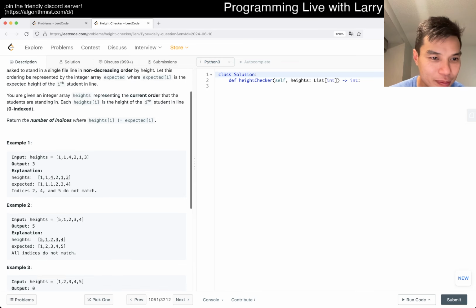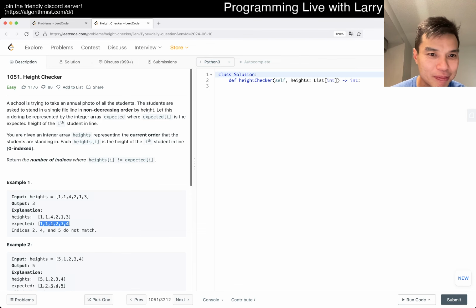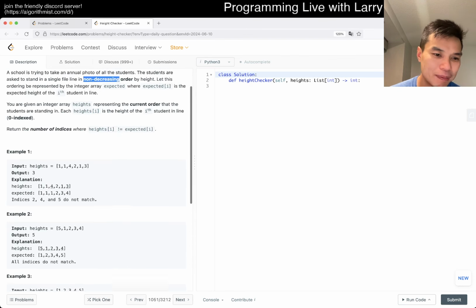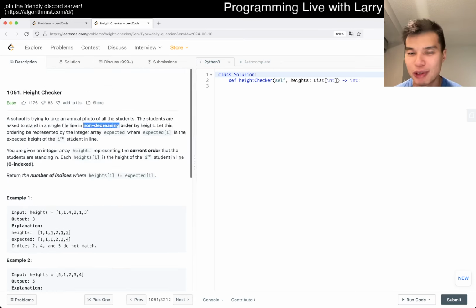Okay. So what does this mean? Heights and expected. Is the expected one sorted? Is that what that means? Oh yeah, non-decreasing order. And then there's some matching. So okay, you just count the number of things that don't match, right? Is that it? Pretty straightforward, really, right?